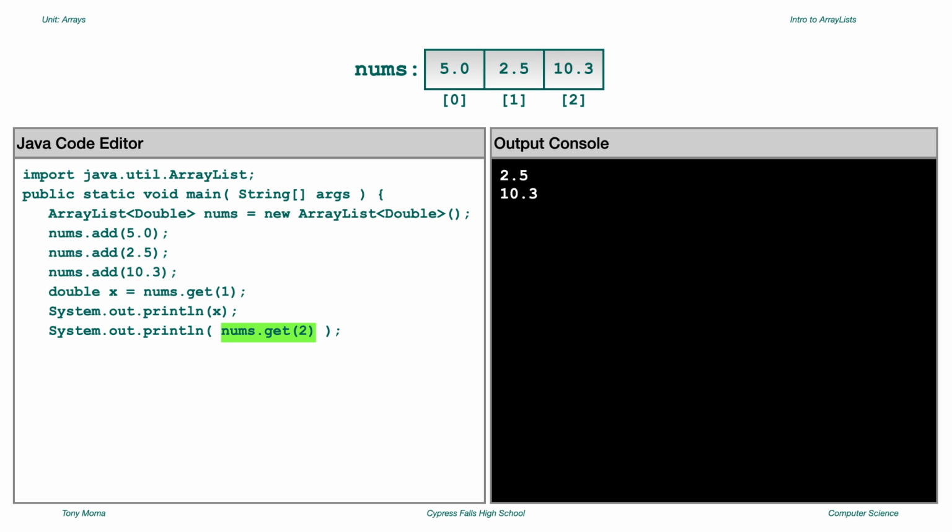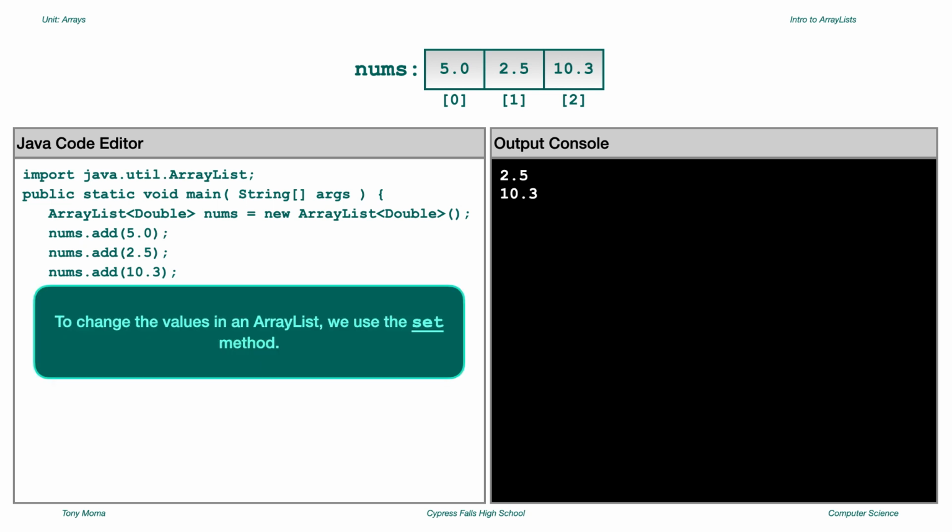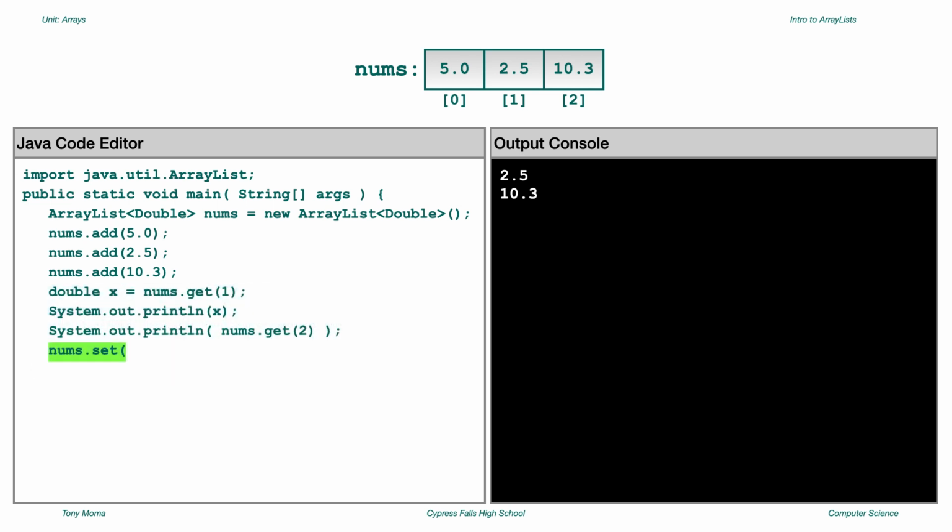For example, suppose I want to change the value at index 0 from 5.0 to 15.0. Well, to change the values in an ArrayList, we use the set method. So if I want to change the value at index 0 from 5.0 to 15.0, first I'll need to type nums.set, with nums being the name of the ArrayList and set being the name of the method that I need.